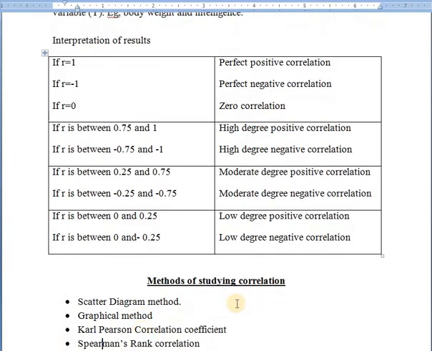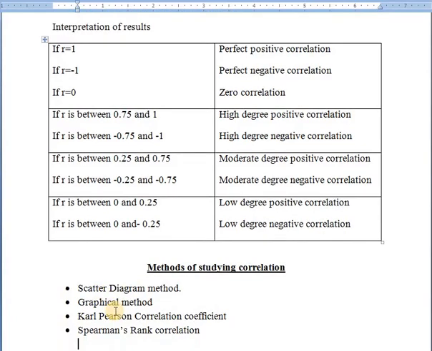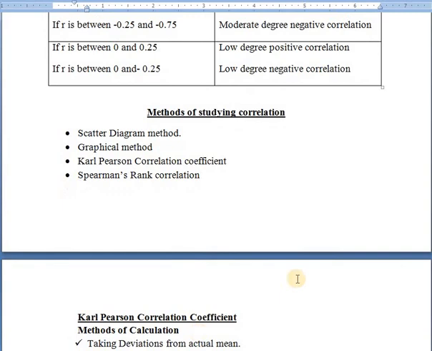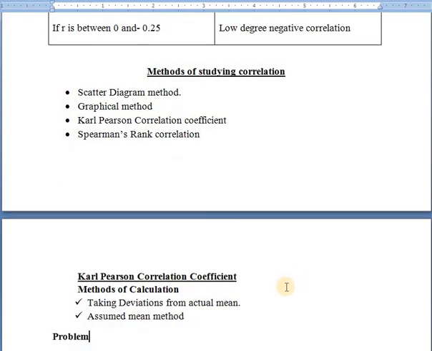Then what are the methods of studying correlation? There are various methods: scatter diagram method, graphical method, Karl Pearson's correlation coefficient method, and Spearman's rank correlation method. In this, we study how to calculate based on Karl Pearson's correlation coefficient method. There are two methods of calculating the r value. One is taking deviations from actual mean and another is the assumed mean method.